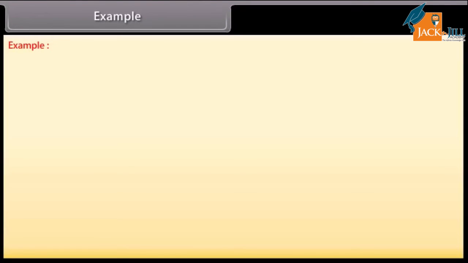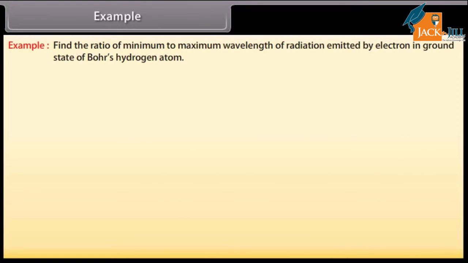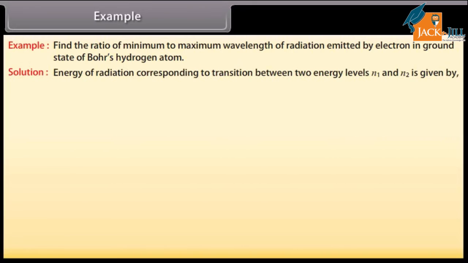Example. Let's take an example of Bohr's model of the hydrogen atom. Let's see the solution. Find the ratio of minimum to maximum wavelength of radiation emitted by electron in ground state of Bohr's hydrogen atom. Energy of radiation corresponding to transition between two energy levels n1 and n2 is given by 13.6 multiplied by 1/n1² minus 1/n2² electron volt.